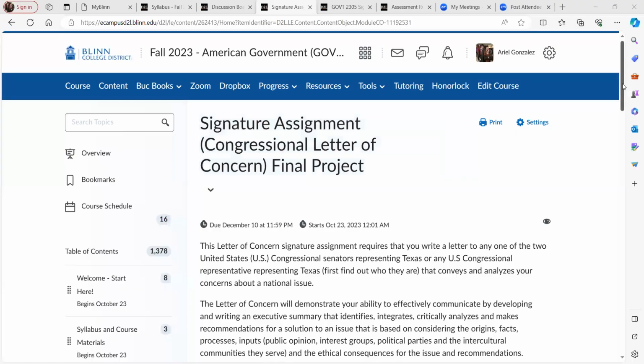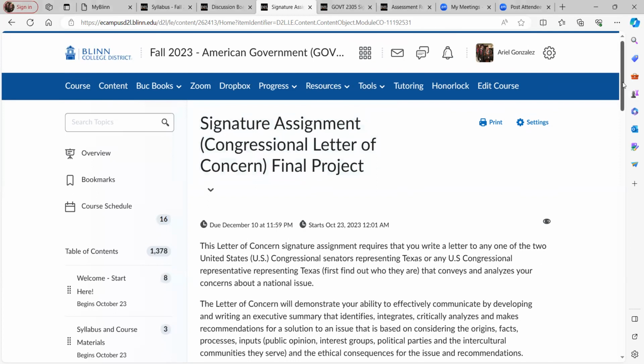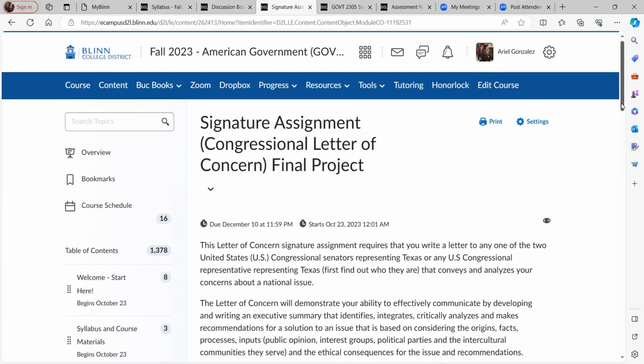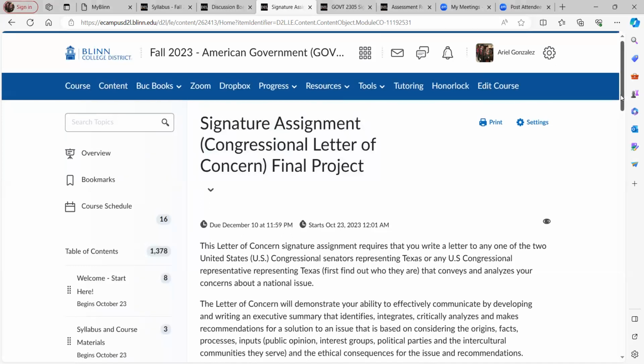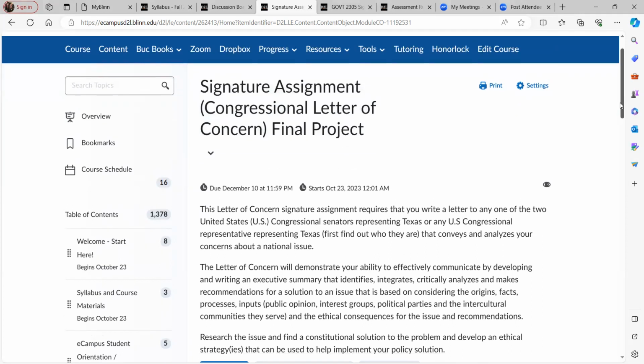Okay, so you should be able to see the signature assignment, congressional letter of concern, final project here. I know the last meeting I had was just students from the federal government section. If you're in Texas government, it's basically the same thing. The only major difference is that instead of writing to a member of Congress, you're going to be writing to a state or local elected official, such as the governor, lieutenant governor, maybe your county judge, your mayor, city council member, school board. That's for Texas government. But if it's federal, then it's going to be to any of the members of Congress that represent Texas.